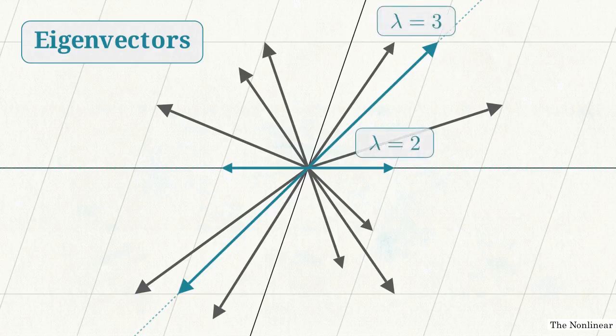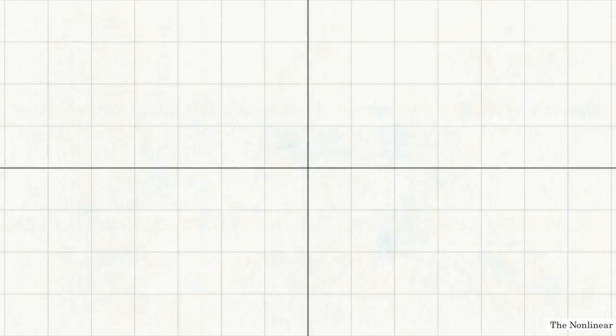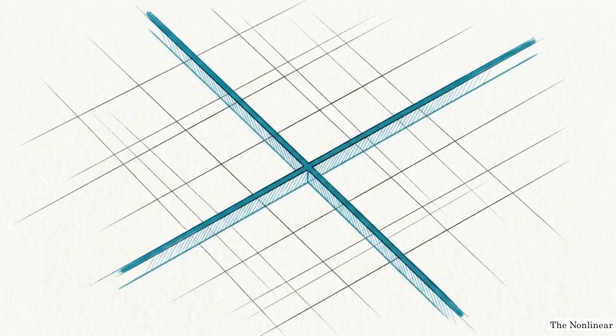Take a simple scaling matrix. A vector pointing straight along the x-axis gets multiplied by 2, extending its length without tilting. A vector on the y-axis scales by 3, also keeping its direction perfectly straight. These lines are not random. They represent the natural axes of the transformation itself, revealing the exact framework the matrix was built around.